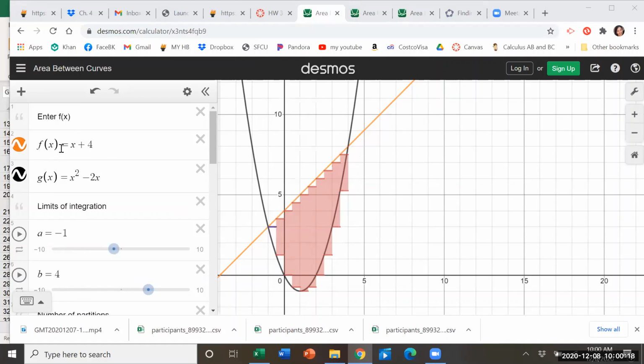So the orange curve is your linear equation. Notice that it's written in terms of x: y equals x plus 4. And your other function, y equals x squared minus 2x, is in black.